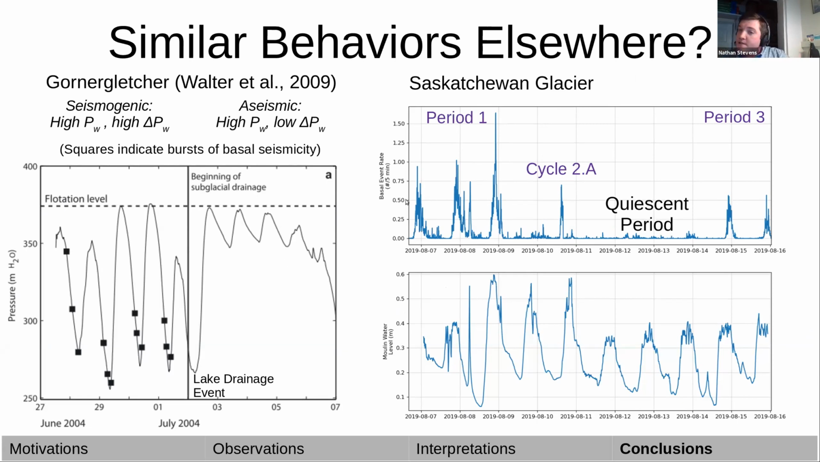So in fact, we can see a similar motif for Saskatchewan Glacier when we go from period 1 into this quiescent period where we have this high variability and high pressure dropping to low variability and lower overall water pressures.